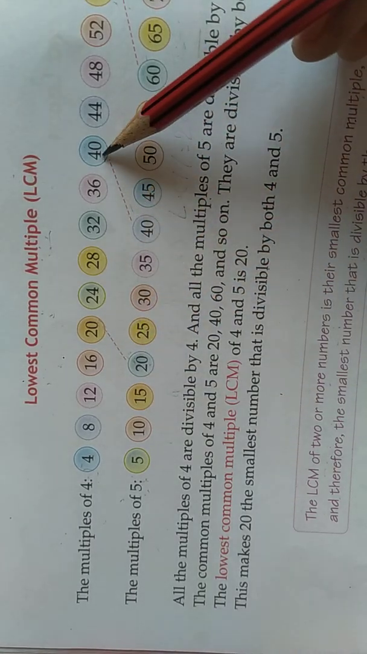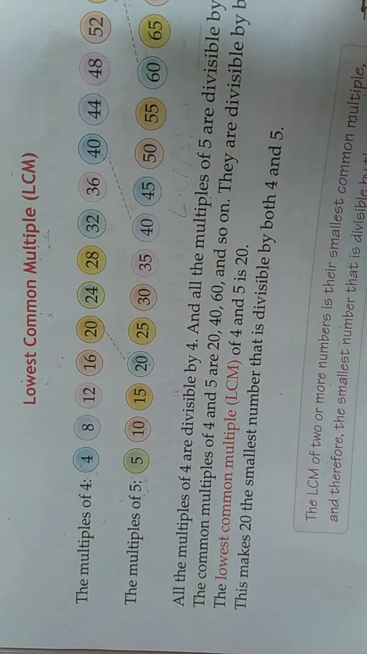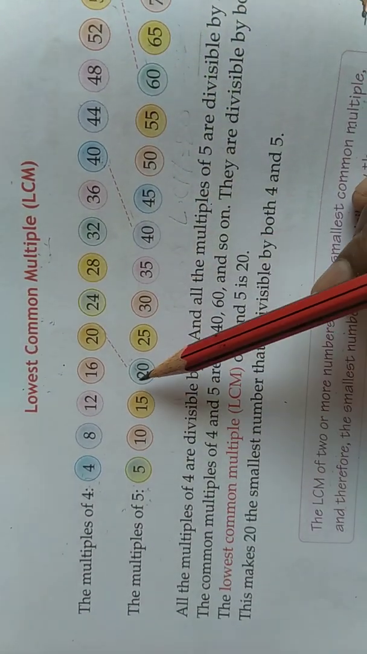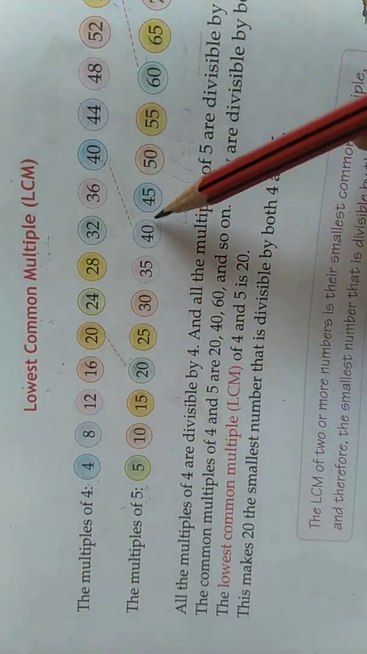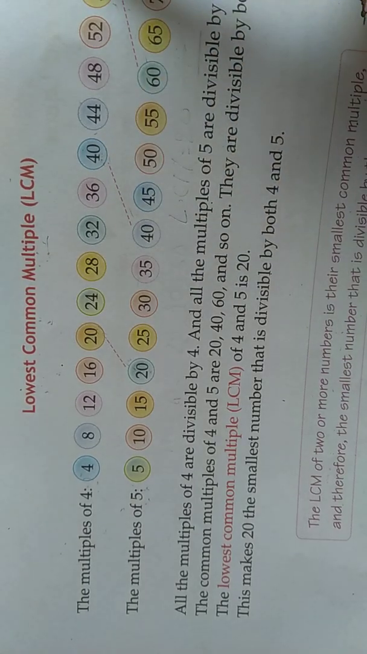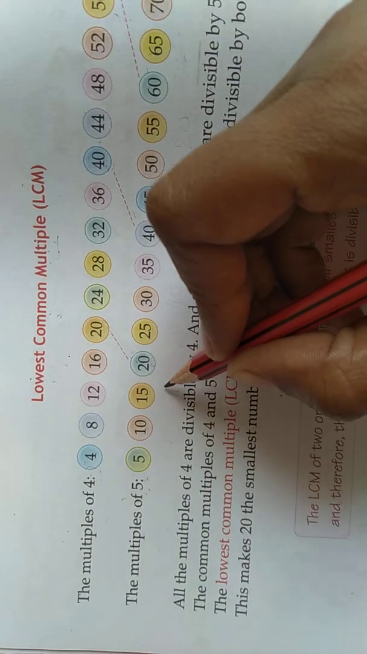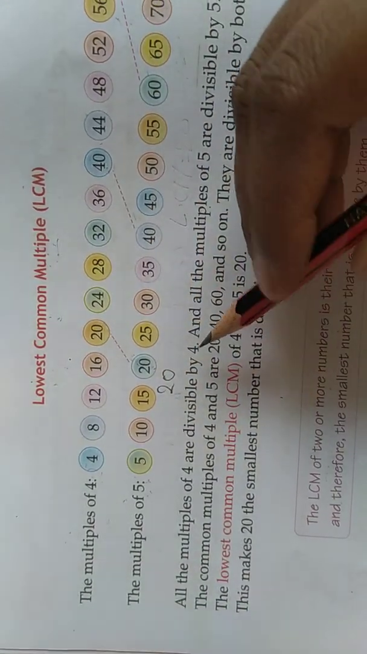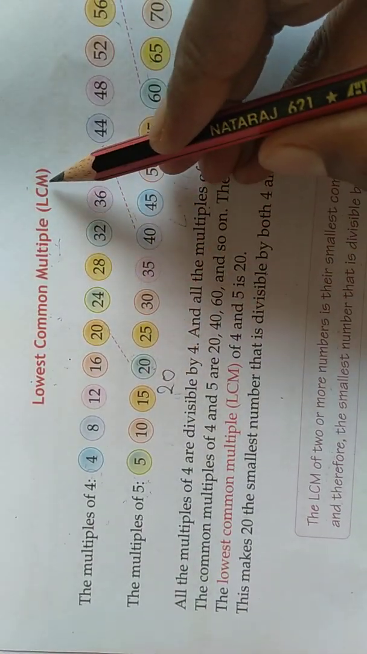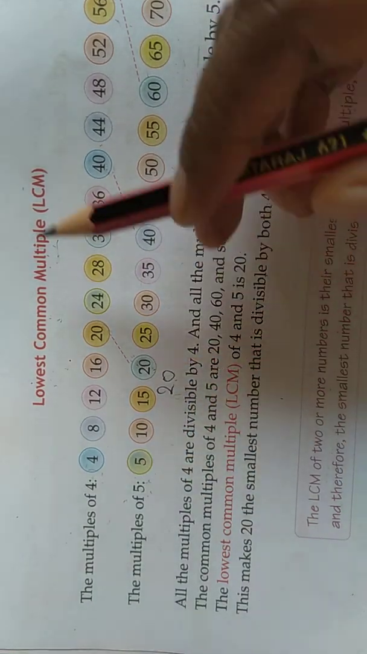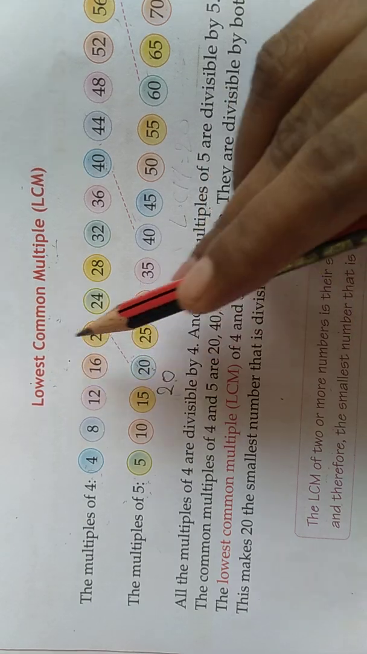40 also occurs in both tables and 60 occurs in both tables. So the common multiples are 20, 40 and 60. But out of 20, 40 and 60, 20 is the smallest. So that's why the LCM of 4 and 5 is 20, because LCM means smallest common multiple.